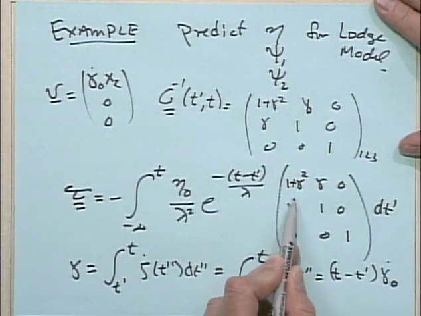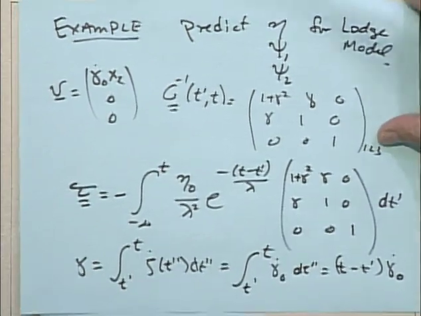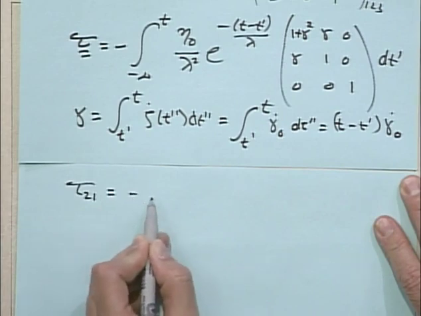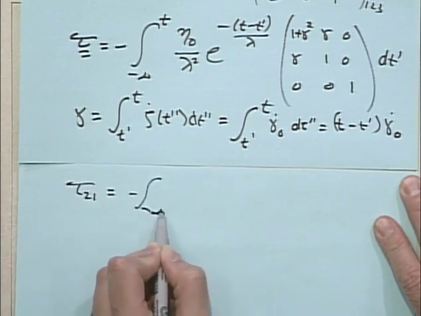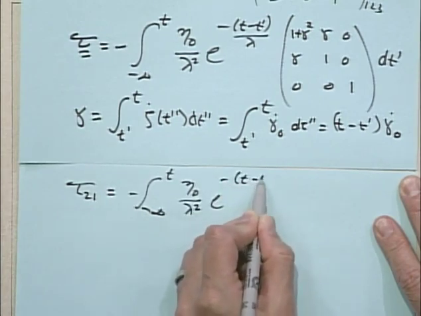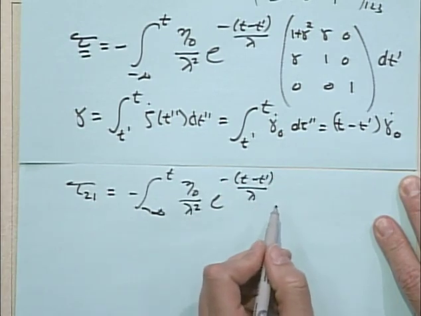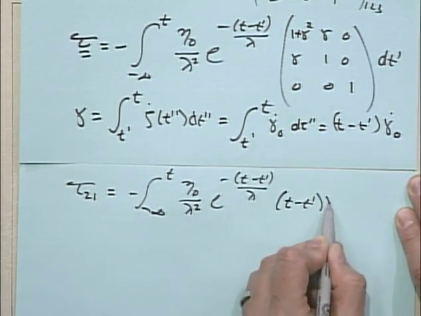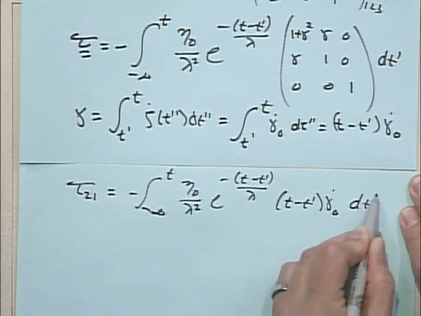Now again, because I'm going quickly, I think you can see what to do from here on. To get the shear component, you multiply up here by gamma, and then carry out the integration to get tau 21. Tau 21 is minus the integral from minus infinity to t of these constants, this exponential, so we just get really good at exponential integrations, times gamma, which is (t minus t prime) gamma dot naught, a constant, dt prime.